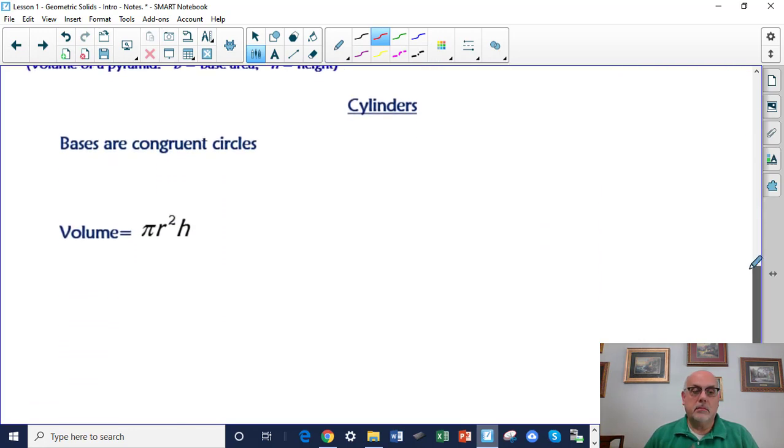A cylinder. The base is congruent circles. It's like a can of corn, the big canister of oatmeal, those things, all right? Your water bottles, right? Depending on the kind of water bottle, those are cylinders, okay? So since the bottom is a circle, you have pi r squared, and then you have the height. That's the volume of a cylinder. Pi r squared, the area of the base, times the height.